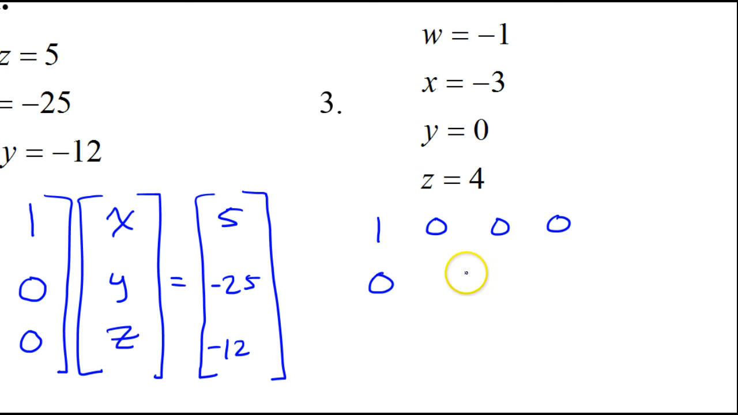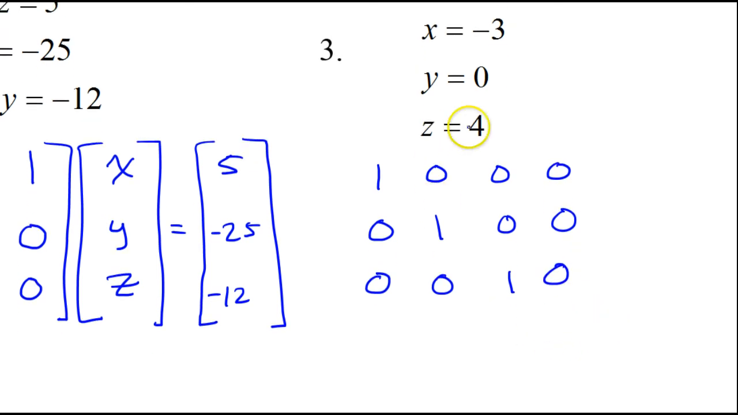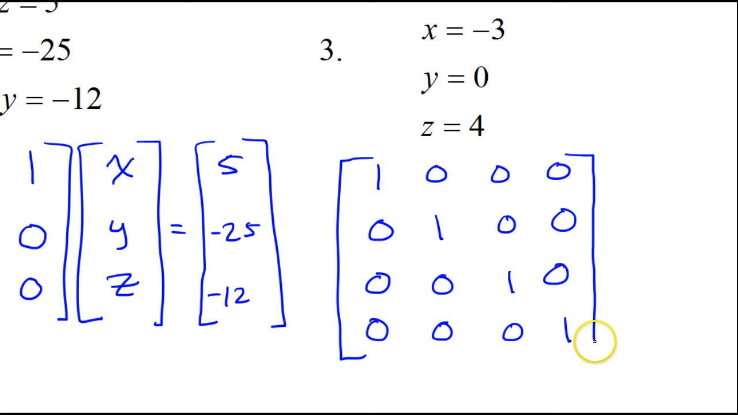And then for the second equation, all we have is an x. So that would be 0 for the w, 1 for the x, 0 for the y, and 0 for the z. And then similarly, we have only a y. So that's going to be a 0 for the w, a 0 for the x, a 1 for the y, and a 0 for the z. And then finally, we have only a z. So that would mean a 0 for the w, a 0 for the x, a 0 for the y, and a 1 for the z. So this is the identity matrix, but that's what we would have in a strange situation like this.